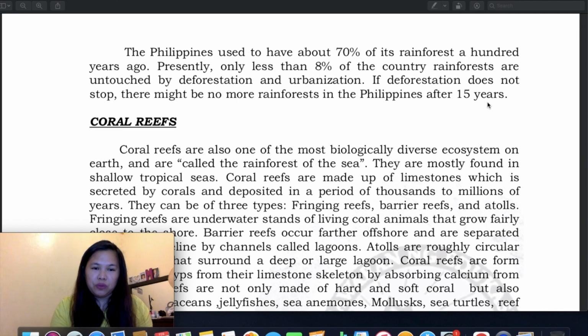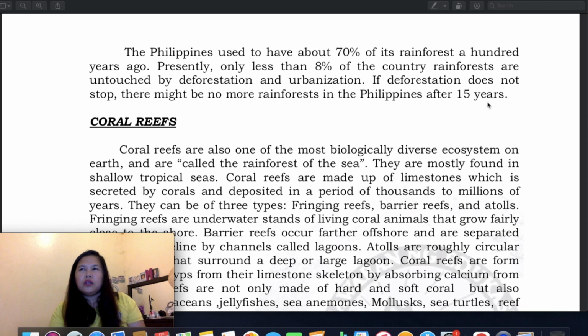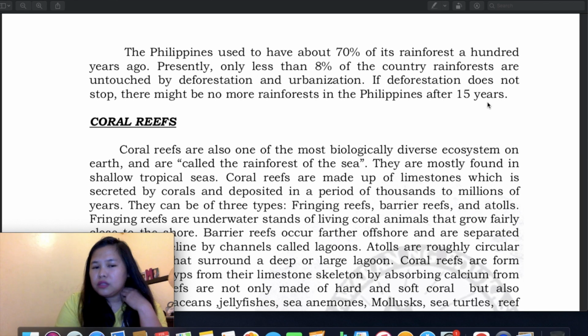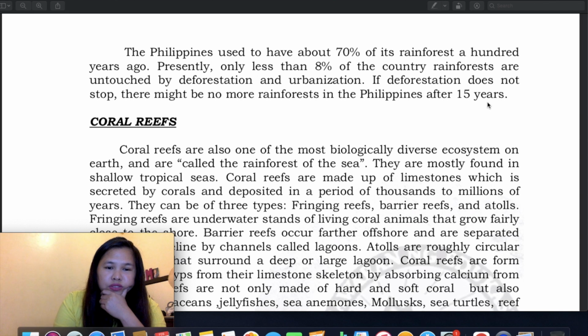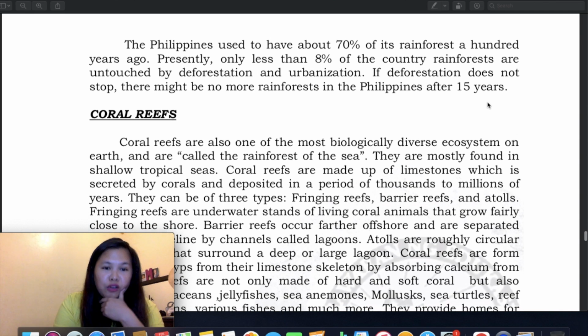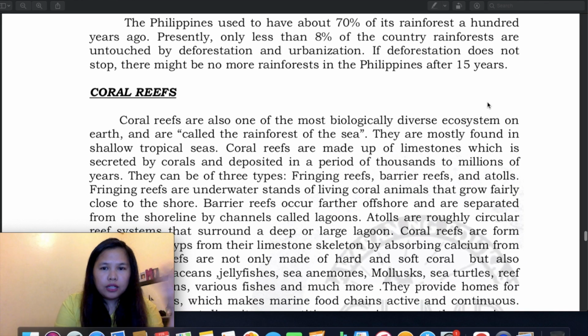So, yan po ang ating reflect ba? Kung walang itong rainforest natin, wala yung mga kabundukan natin, yung burol, anong mangyayari sa atin? So, mabubura tayo sa mapa. Okay, let's proceed.